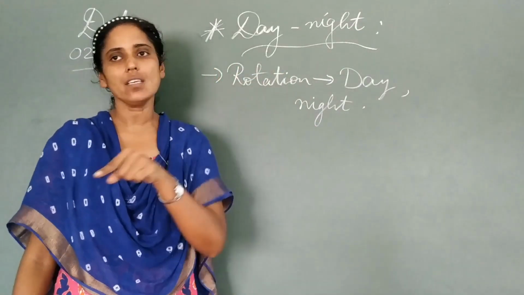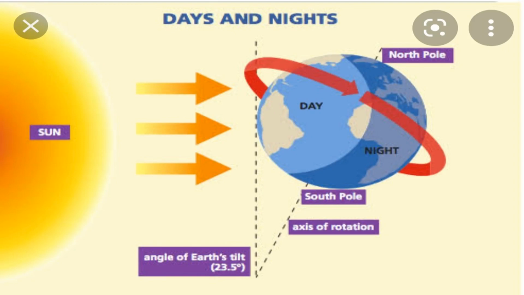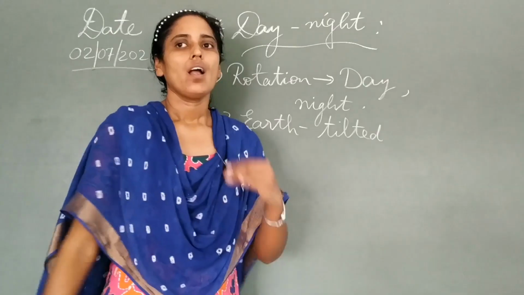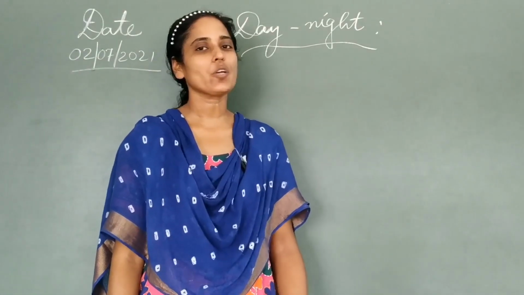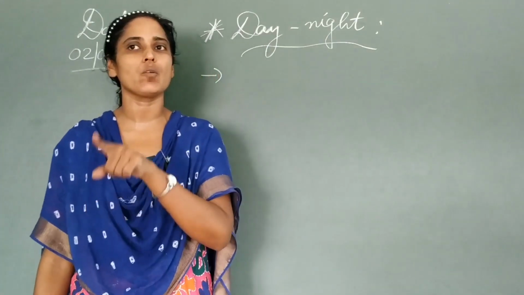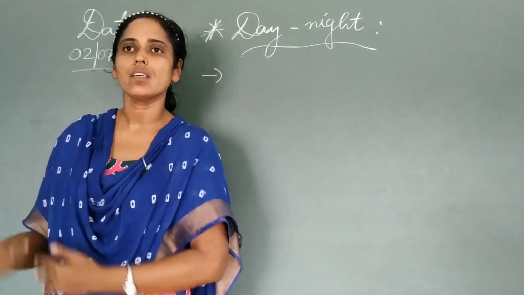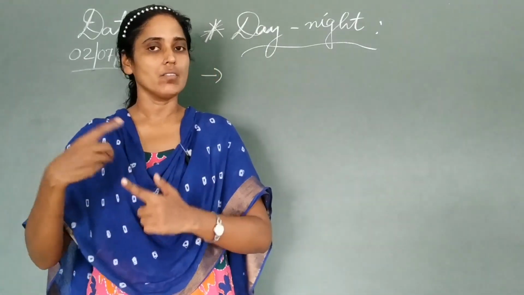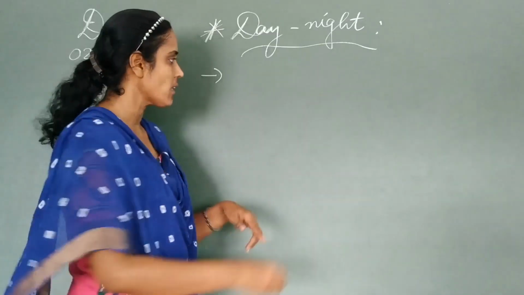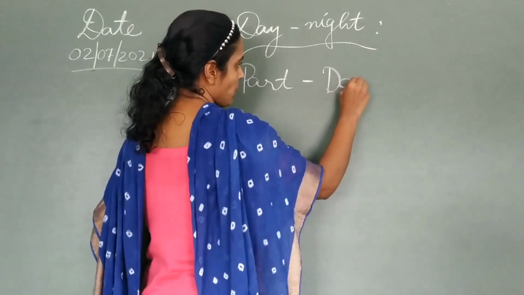And the earth is tilted and rotates on its own axis. The earth is tilted towards one side, that we saw in the previous videos. It is tilted a little bit and rotates on its own axis. If the earth did not rotate on its own axis, then what happens? One side would always be light and one side would always be dark. To avoid that, in nature, it is given that the earth should rotate on its axis, due to which every part of the earth receives both day as well as night.